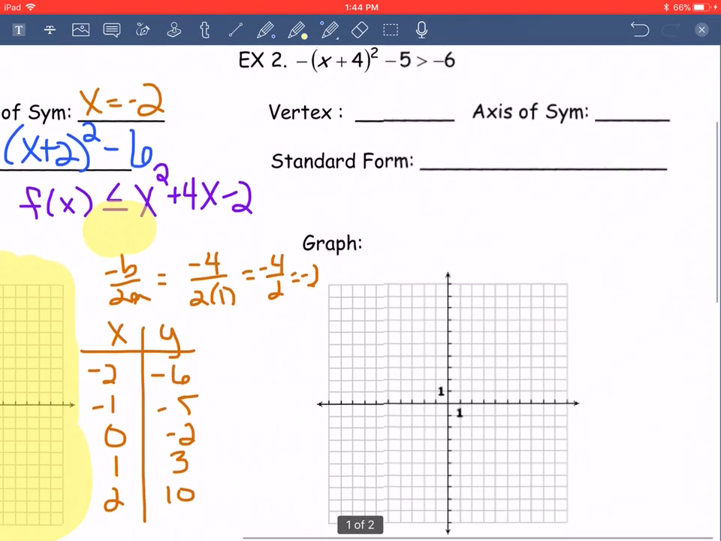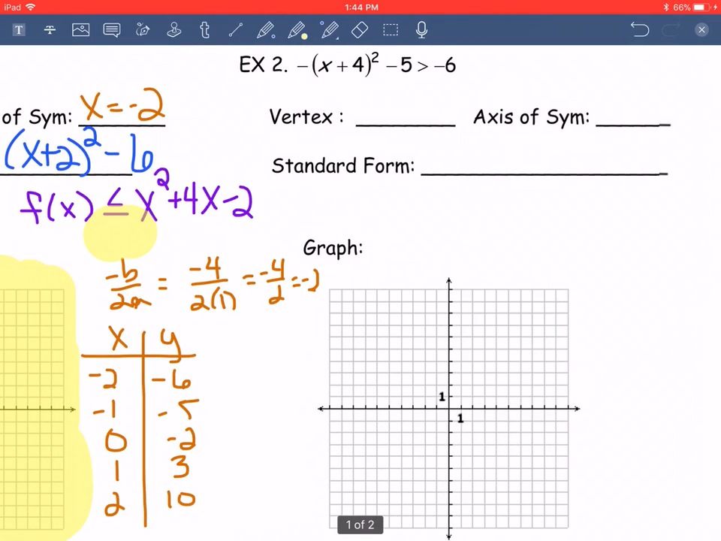My next example, I have negative x plus 4 squared minus 5 is greater than negative 6. So I need to get everything on one side. So I'm going to add 6 to each side. So I have negative x plus 4 squared plus 1.